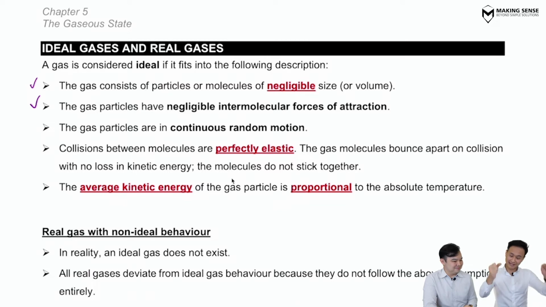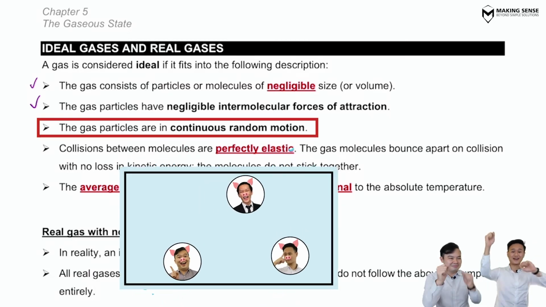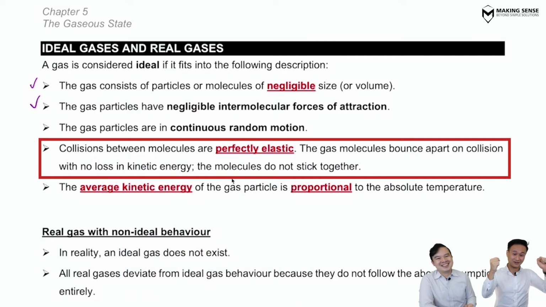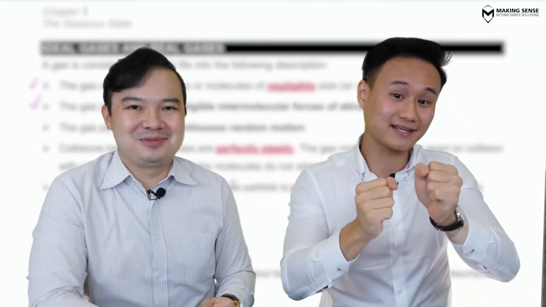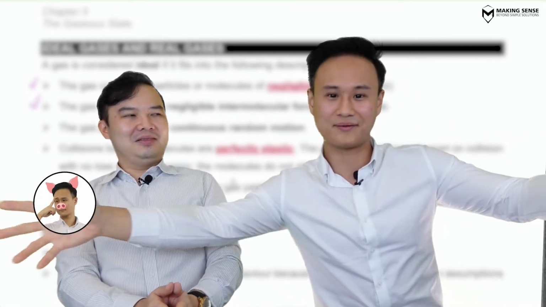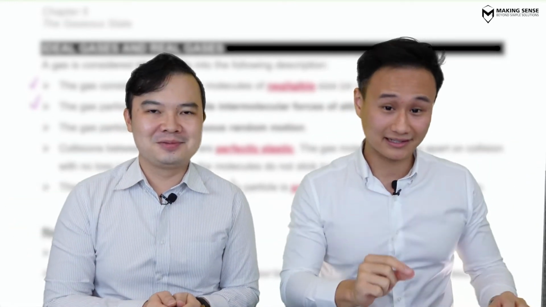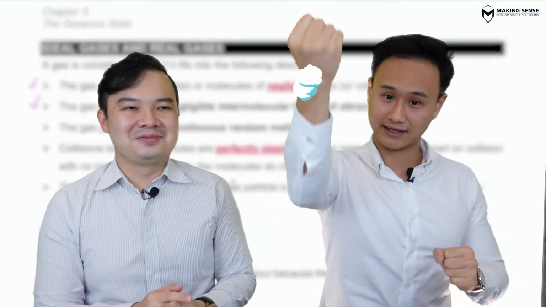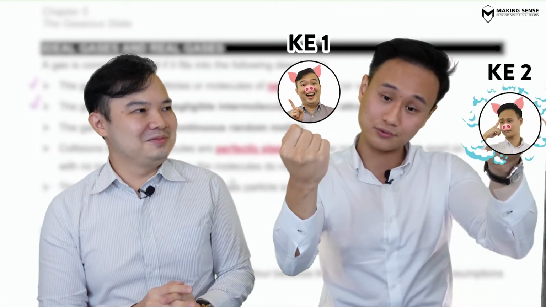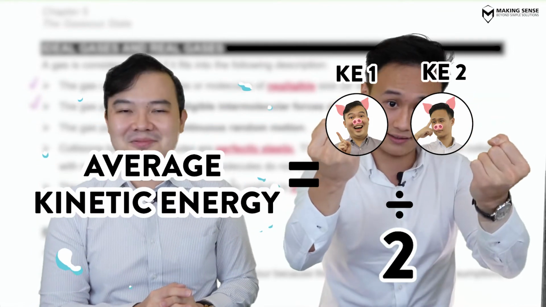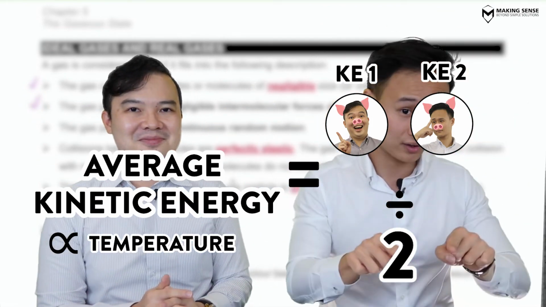There are also 3 other assumptions that you must know. The next one is that the gas particles are in continuous random motion. Not only that, the collisions are perfectly elastic. What this means is that when they bump, they do not stick; they bump and then they break free. Last but not least, the average KE is proportional to temperature. Average KE means KE1 of this particle plus KE2, divided by the total particles, which is 2 in this case. That is average KE, and it's proportional to the temperature of the box that they're in.